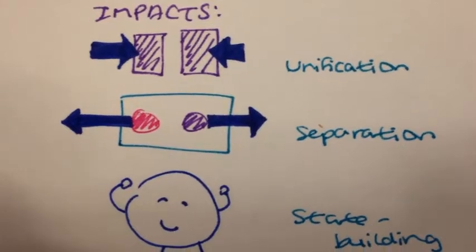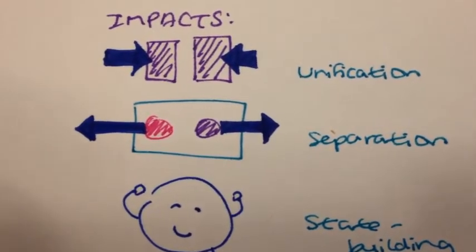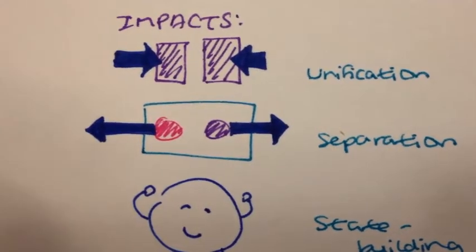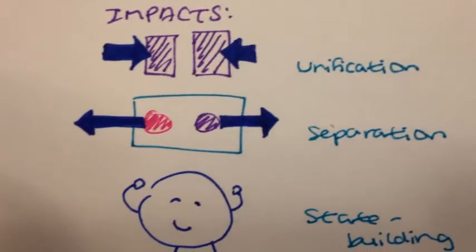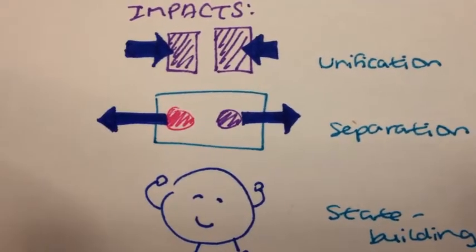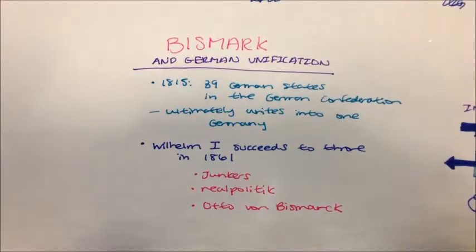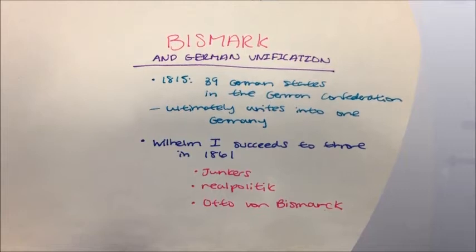The opposite of that would be separation. So that's when one single country has two or more different ethnicities or nations within it, and they want to split apart. And the third one is state building, which is basically when the sense of common national unity makes a state stronger. Let's talk about some examples of where nationalism had a strong effect on unifying different countries.